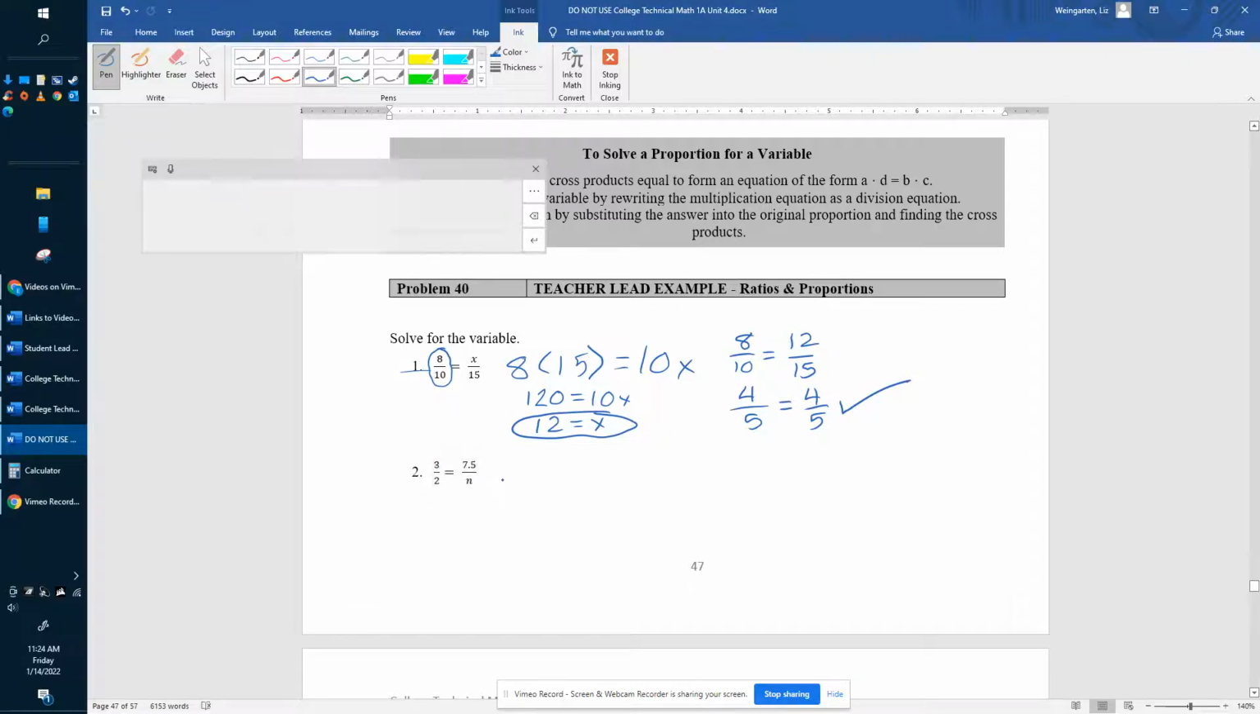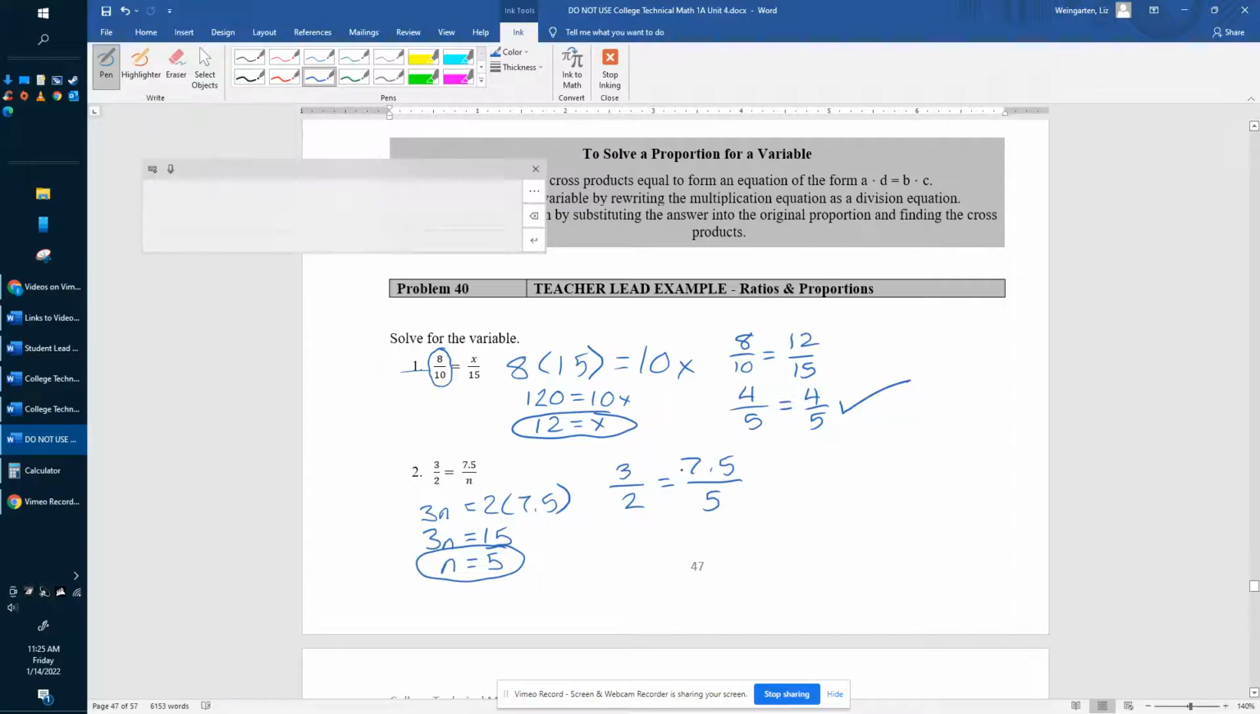3/2 equals 7.5 over n. So let's cross multiply. 3 times n equals 2 times 7.5. So 3n equals 15. Divide both sides by 3, we get n equals 5. So let's check our answer. 3 halves equals 7.5 over 5.